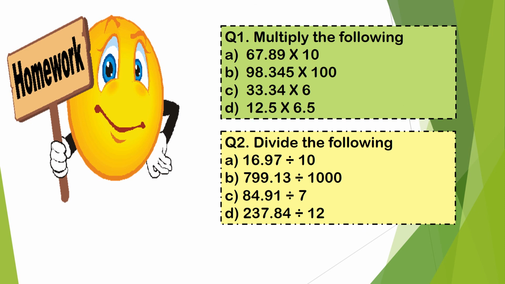Now divide the following. These two are according to the rule of how you have to shift the decimal. You must remember this when you divide and do these two questions. And the next is dividing a decimal number by whole numbers. These two questions: 84.91 divided by 7 and 237.84 divided by 12.